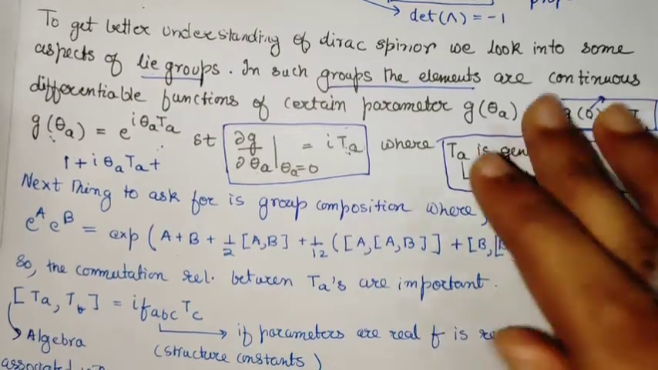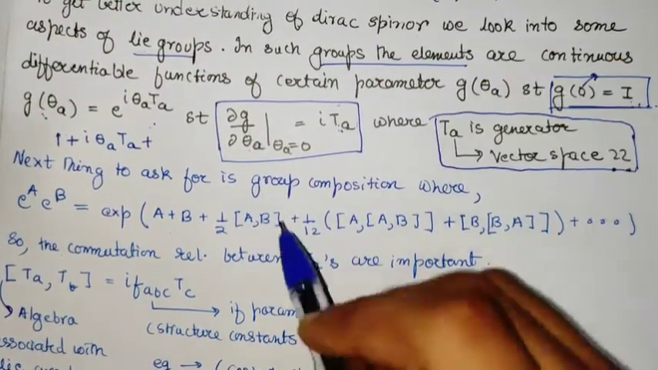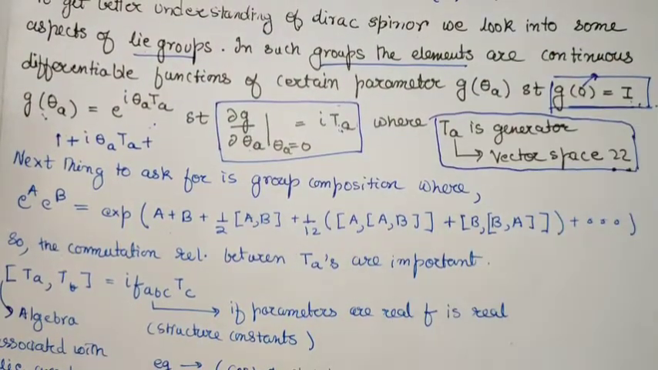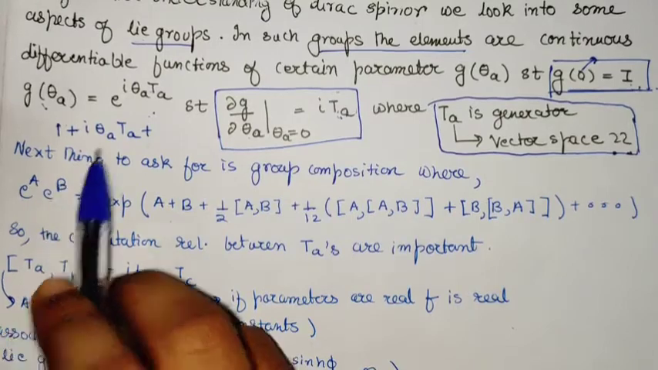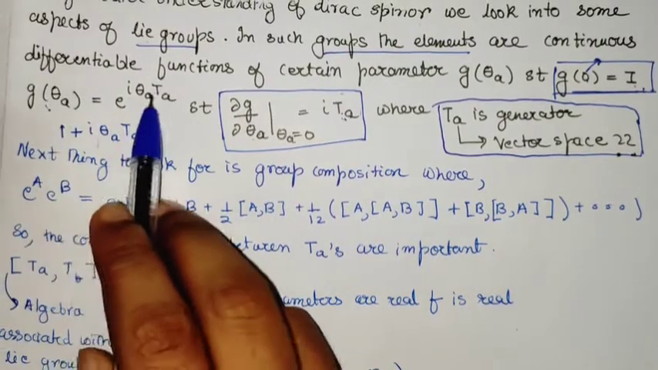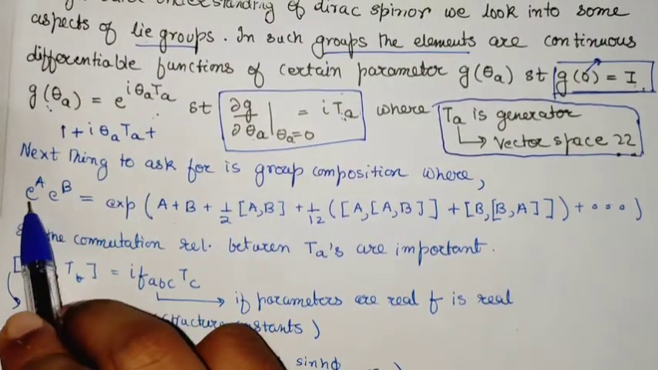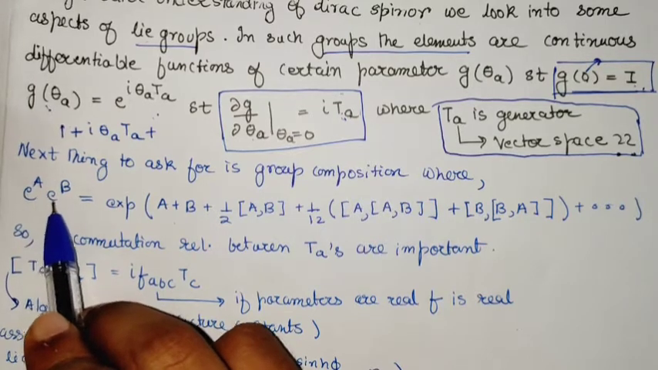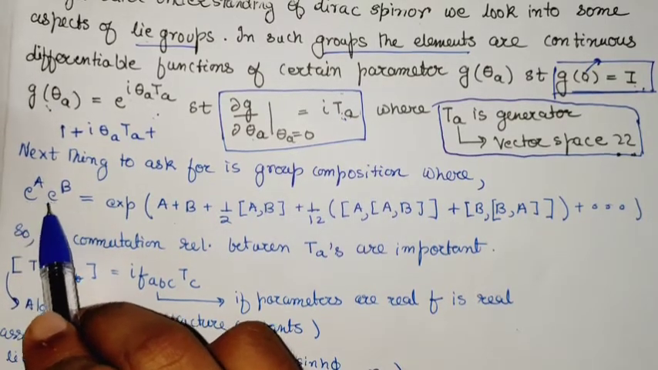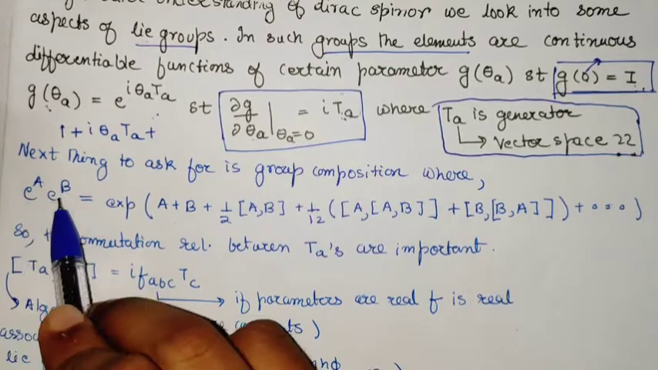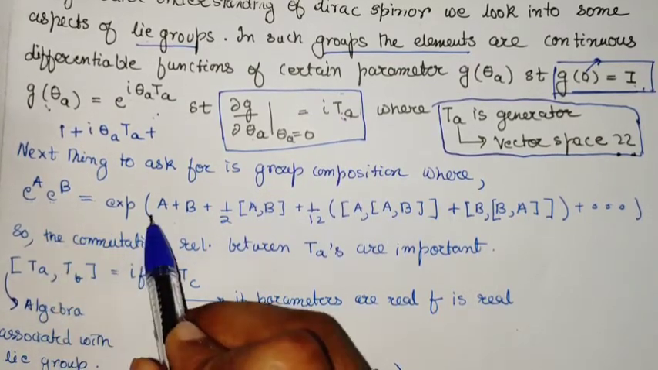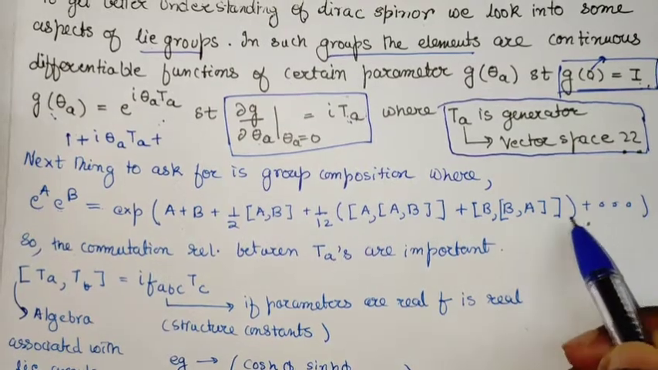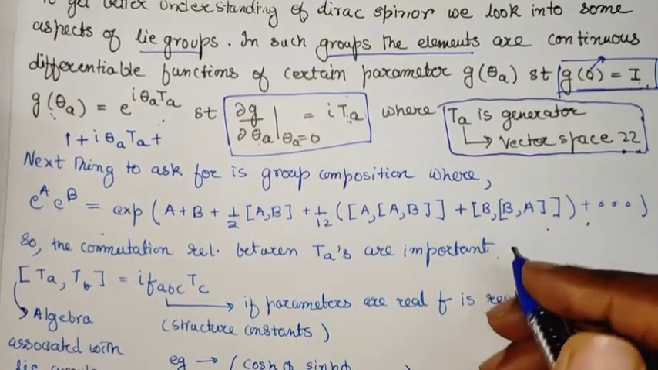The next thing we can ask is how we can ensure the group composition. The group composition means that you take two exponents like G of theta_A and theta_B, and you want to know how to multiply them. But this is quite easy, because using the Baker-Campbell-Hausdorff lemma we can show that this is like this. I have proved this in one of my videos.